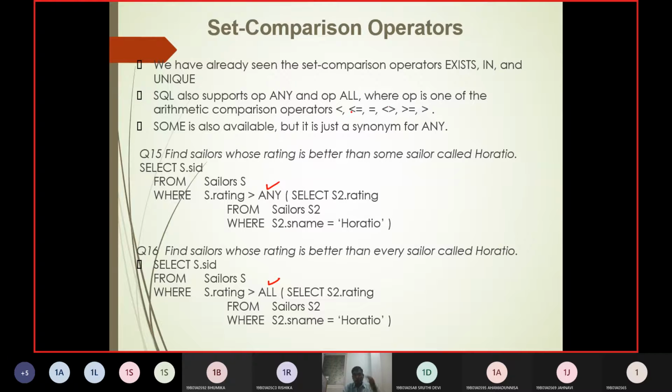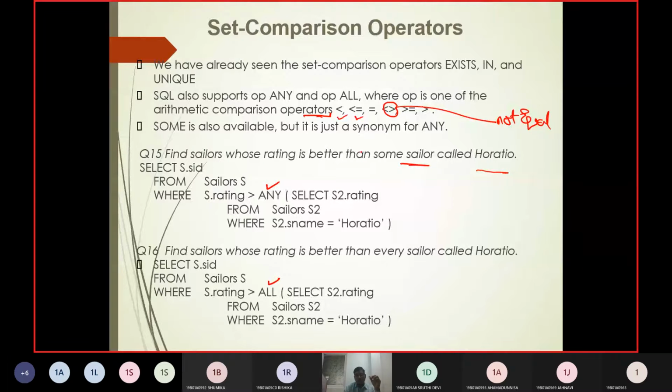Along with that, we will work out with these comparison operators: less than, greater than or equals to, not equals to, etc. So when we put this operation, we call it not equals. So let us take this query here: find the sailors whose rating was better than some sailor called Horatio.